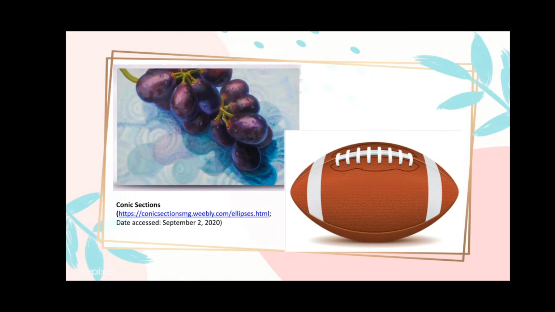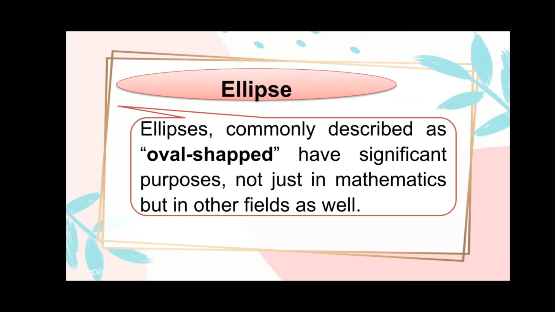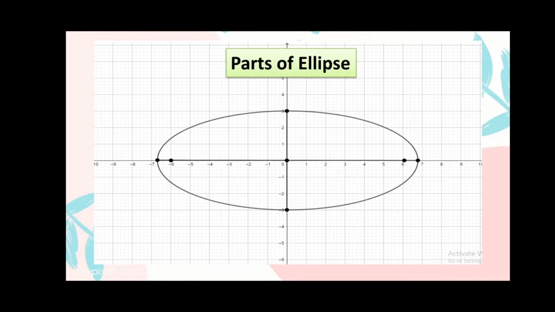For this lesson, we will proceed in the discussion of the third kind of conic section, which is called the ellipse. Ellipses, which are commonly described as oval shapes, have significant purposes not just in mathematics but in other fields as well. When a plane intersects a double-napped cone and it is not parallel to any generator, the curve formed is an ellipse. An ellipse is considered to be the set of all points on a plane such that the sum of the distances of its points from the two fixed points is constant.